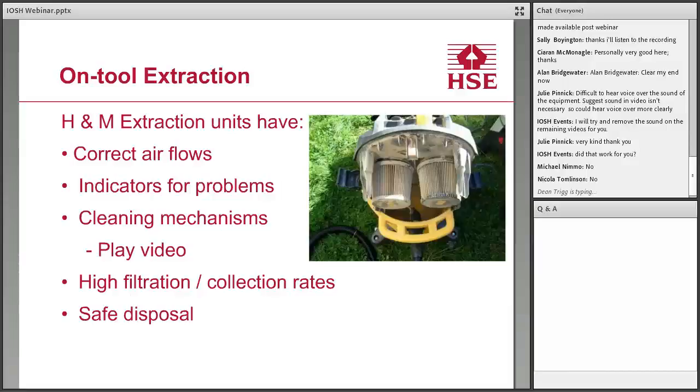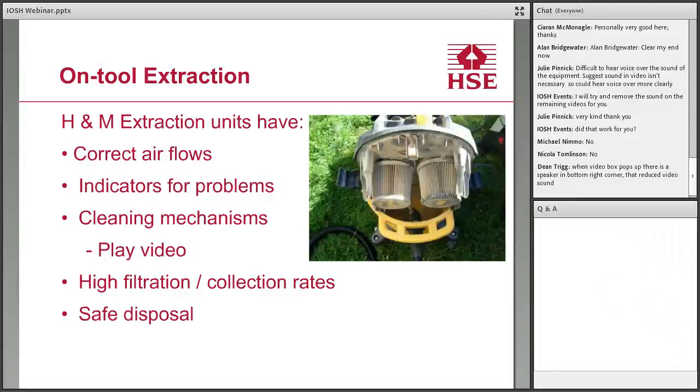One of the common problems with extraction units, or using general vacuums, is that tools can produce a lot of dust very quickly, and what that does in the filter and in the bag is produce what's called a dust cake, which basically clogs everything and stops any air getting through and expelled through the motor, so everything just seizes up. These have self-cleaning mechanisms. So if I just play you a video of that in operation.